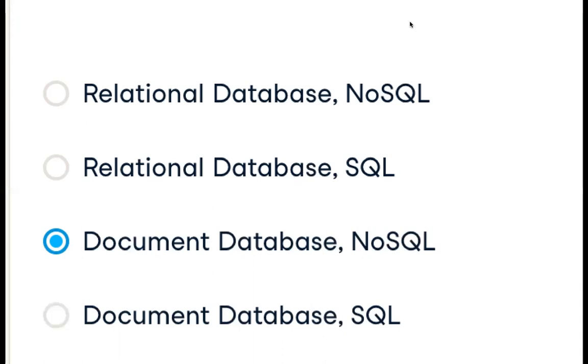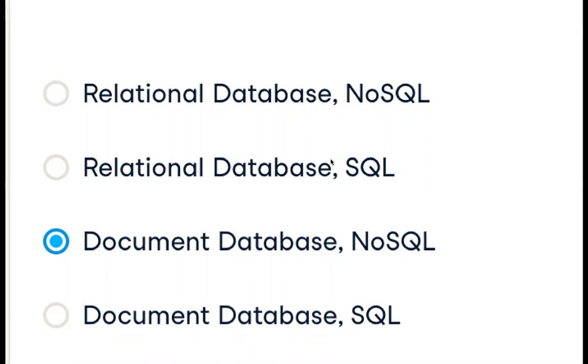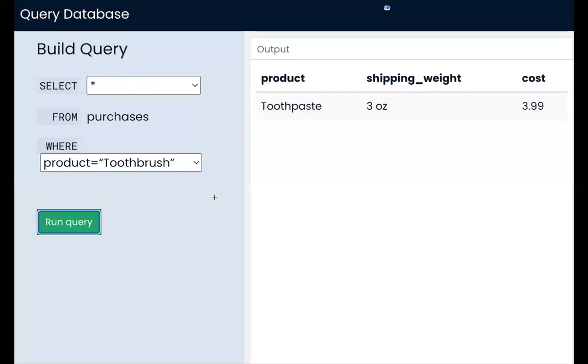Anyone? Okay. Now let me explain it. Let me show you the database again. The query again. So this is the query. The query says select all the columns from the table purchases, where product should be equal to toothbrush. Then it gave us the column of products, gave us shipping, gave us cost.